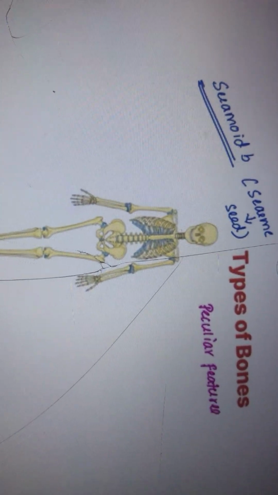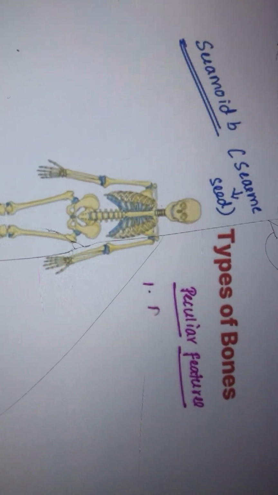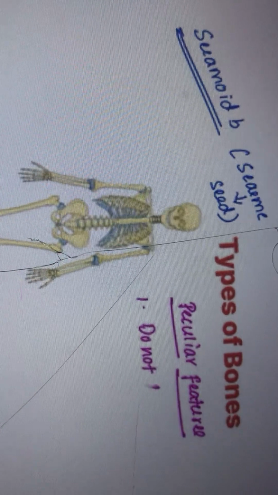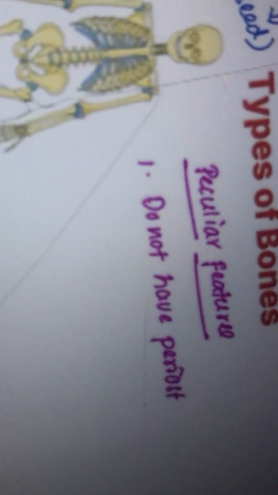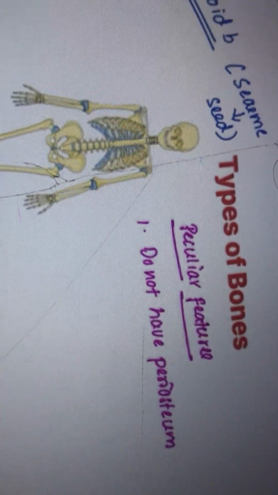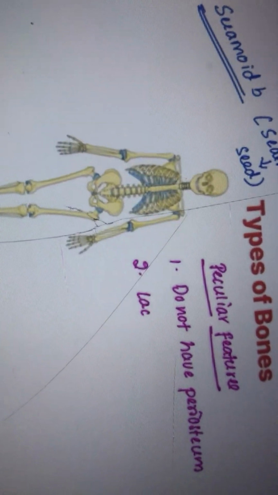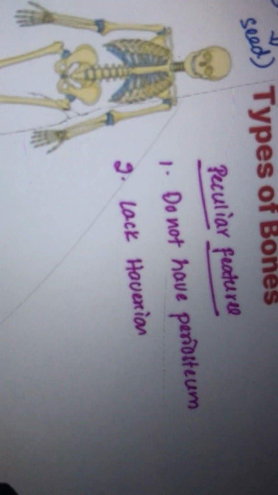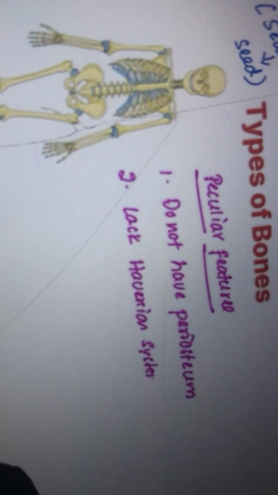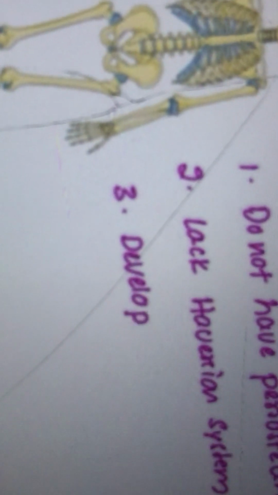These have few peculiar or characteristic features. Now what are the features of these sesamoid bones? Remember, sesamoid bones do not have periosteum. What is periosteum? Periosteum is the outermost covering of any bone. So sesamoid bones lack periosteum. Then sesamoid bones lack Haversian system. These develop within the tendon of the muscle.